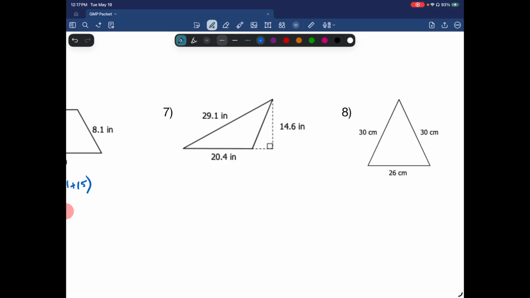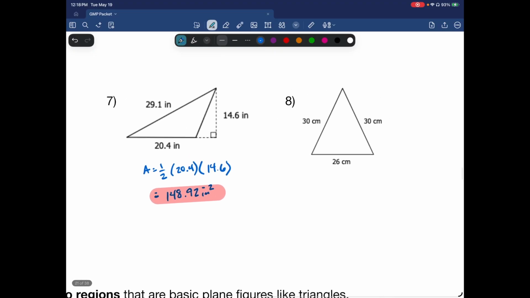It's obtuse, and so a piece of it sticks out, and the height comes outside of that. So the area is 1/2 base times height. The base is 20.4, and 14.6 is your height. You use your calculator and you get 148.92 inches squared. I didn't have to round. It should be an exact answer. As long as you're getting exact answers, then all is well.